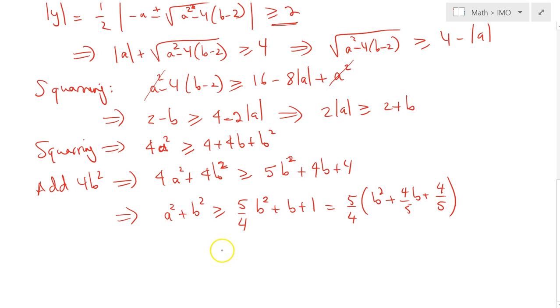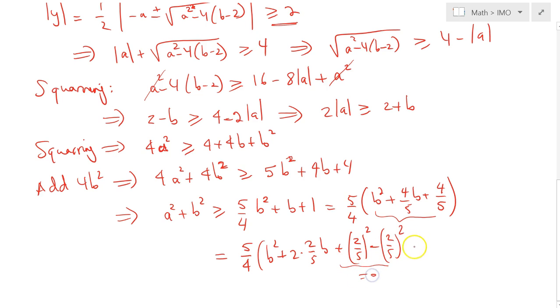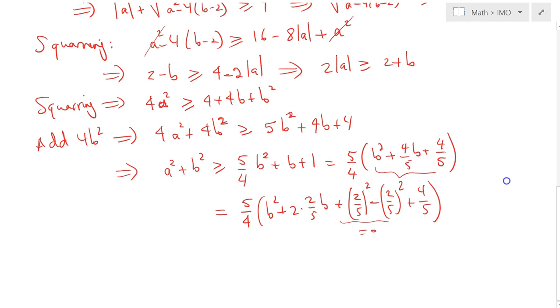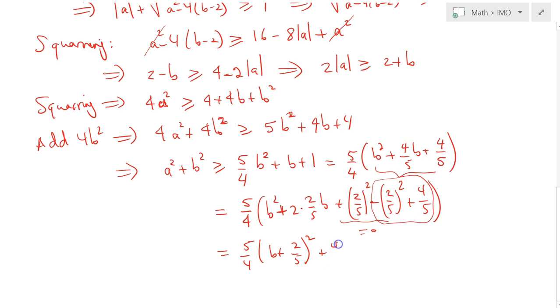And then finally I just observe that on the right hand side I can do the squaring trick basically. So I can think of it as, this one is a perfect square. To make it a perfect square, this is 2 times 2 over 5, so I can just add and subtract the components. So let's do it. I have b squared plus 2 times 2 over 5 b plus 2 over 5 squared minus 2 over 5 squared, so that's simply 0. I can do that, plus 4 over 5. Now finally we get 5 over 4, and then on this side we have b plus 2 over 5 squared, right? And then I have this expression here, so plus 4 over 5.